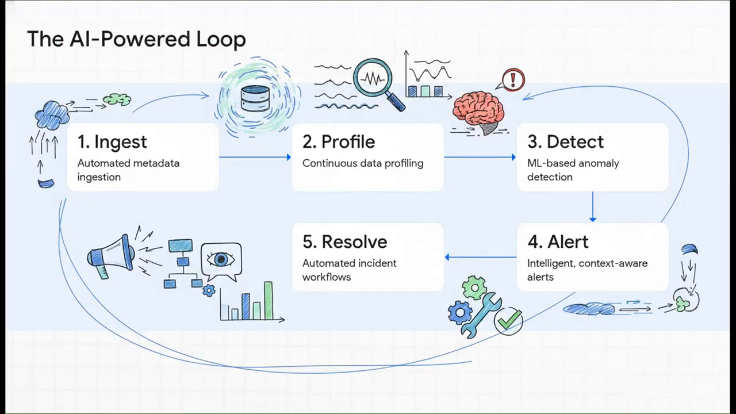It all starts by automatically pulling in metadata from everywhere. Your databases, your pipelines, your BI tools, you name it. Then the platform just sits back and learns, continuously profiling your data to understand what normal looks like. It uses machine learning to spot when things deviate from that baseline, which is way smarter than old-school hard-coded rules. The alerts you get are actually intelligent, with context so you're not drowning in noise. And in some cases, it can even kick off automated workflows to fix the problem. It's this beautiful, complete cycle from detection all the way to resolution.